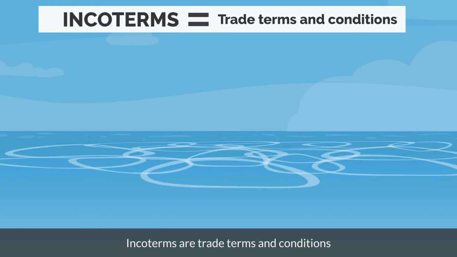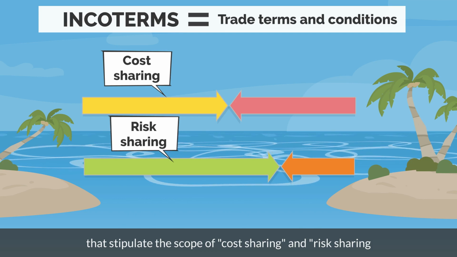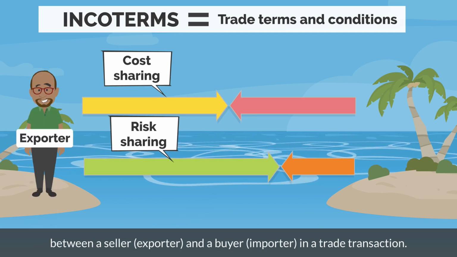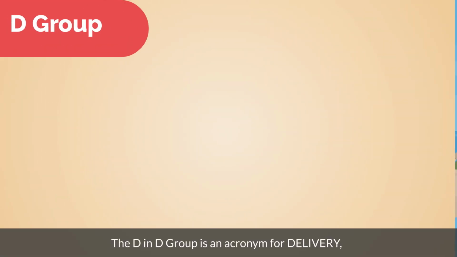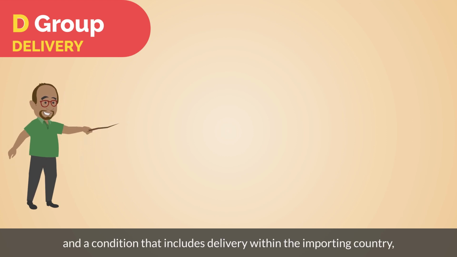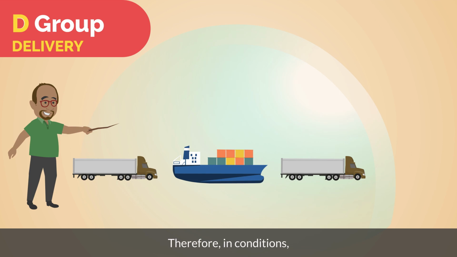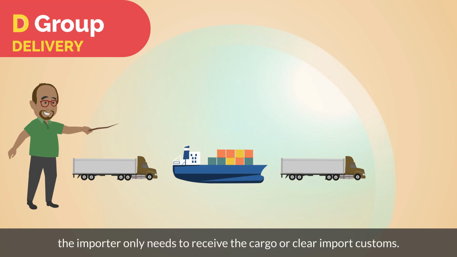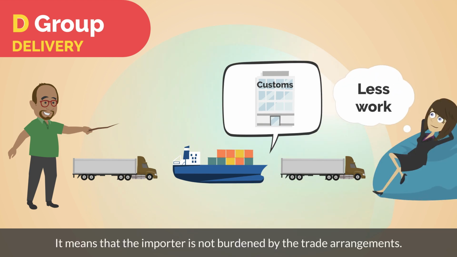Incoterms are trade terms and conditions that stipulate the scope of cost sharing and risk sharing between a seller, exporter, and a buyer, importer, in a trade transaction. The D group is an acronym for delivery, and a condition that includes delivery within the importing country, as arranged by the exporter. Therefore, in these conditions, the importer only needs to receive the cargo or clear import customs. It means that the importer is not burdened by the trade arrangements.